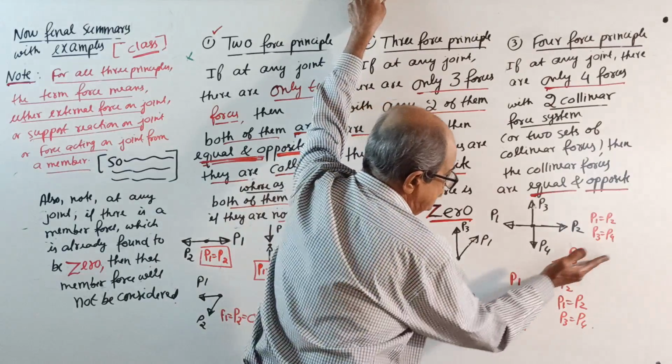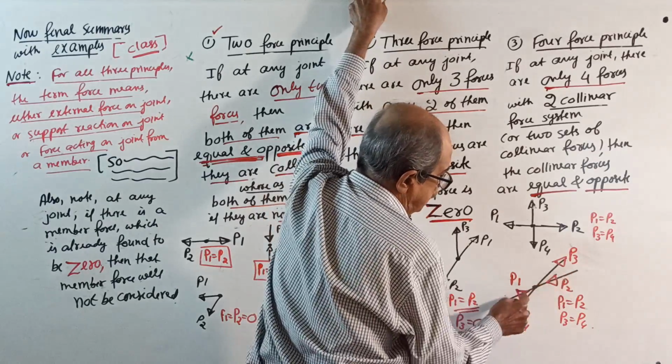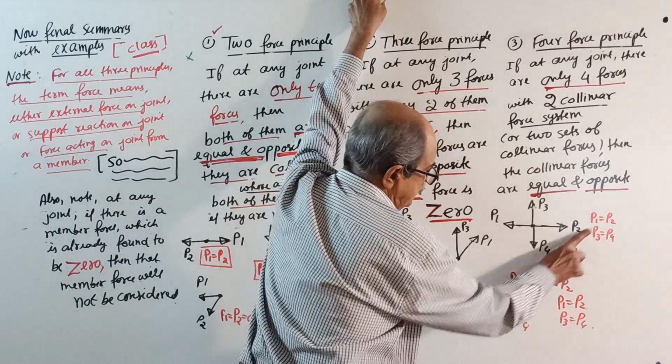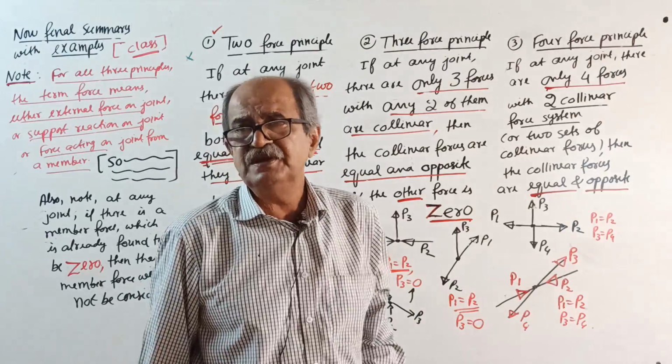Here, these two are collinear, P1 and P2. P1 equals P2, equal and opposite. These two are collinear, so P3 equals P4. These are the rules we will use in the method of joints.